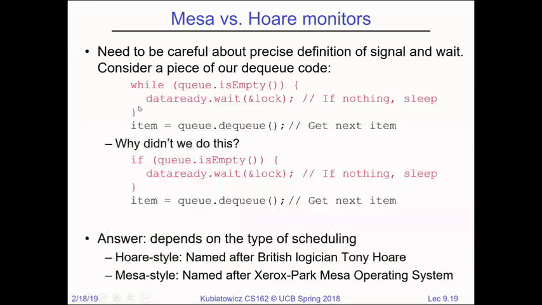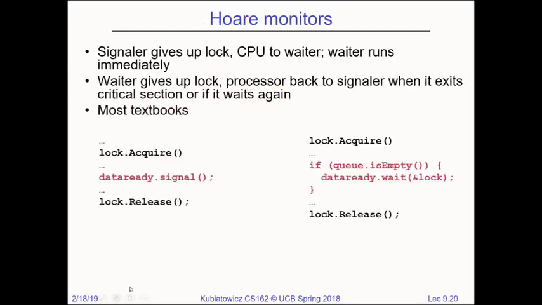Why didn't we do this? Well, we didn't do this because it depends on the type of monitors you've got. There are 2 completely different types. There's a Hoare-style monitor, which is named after a British logician, and there's a Mesa-style, which is named after a Xerox PARC operating system. The first one is logically cleaner, but really a mess to implement. The second one is a little bit more difficult to deal with, but much cleaner to implement. Most systems are Mesa style. Okay, but I'm going to show you what the first version looks like.